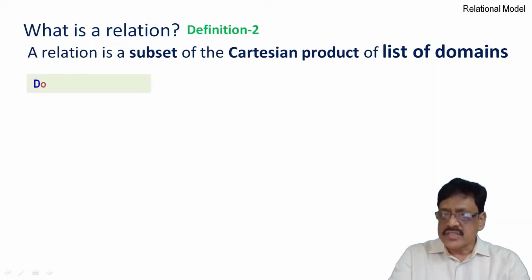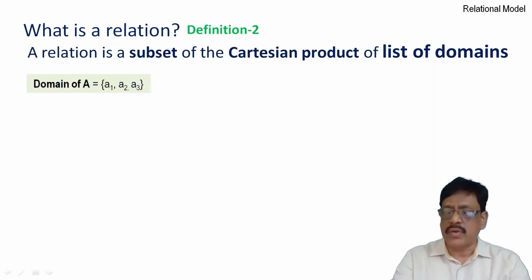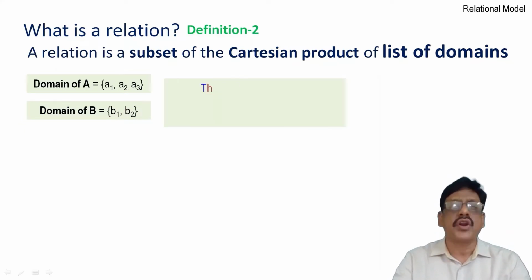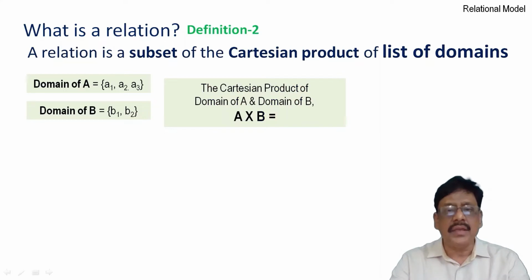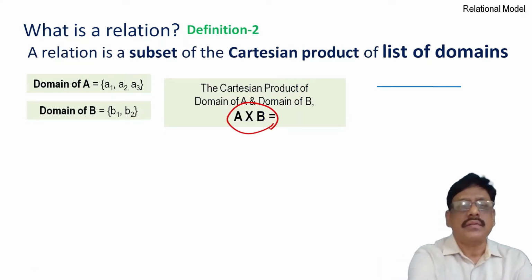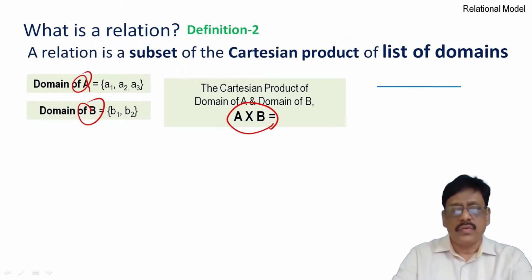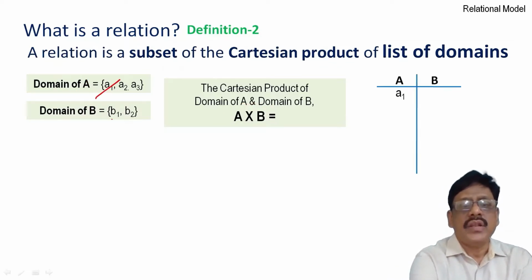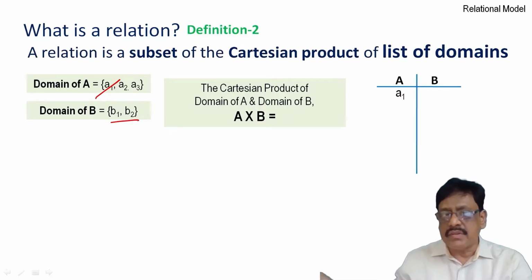Now let us take two domains. Domain of A consists of A1, A2, A3, and that of B consists of B1, B2. Now if we go for the Cartesian product of A and B, we write A cross B, that is nothing but based on two values of A and B. We write, look at here, A and B.